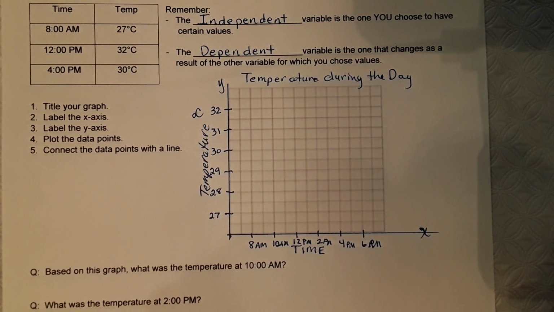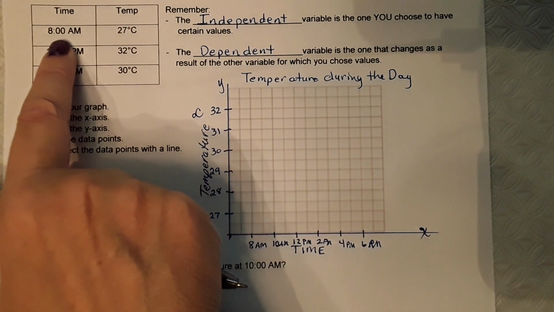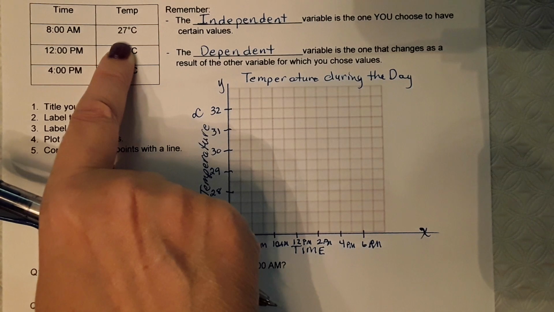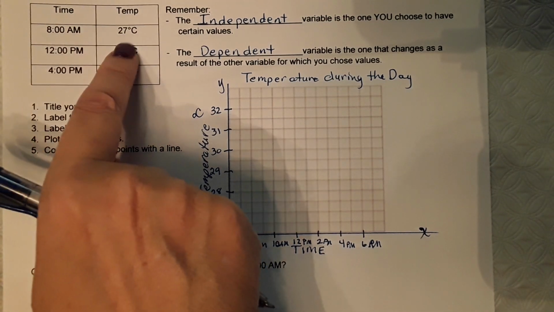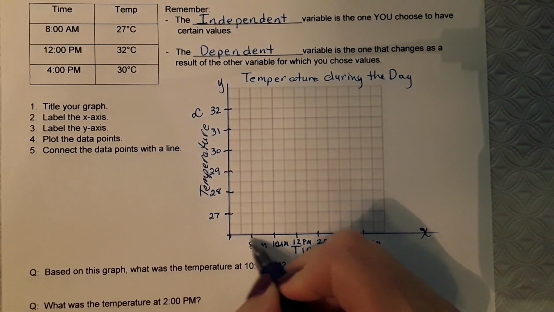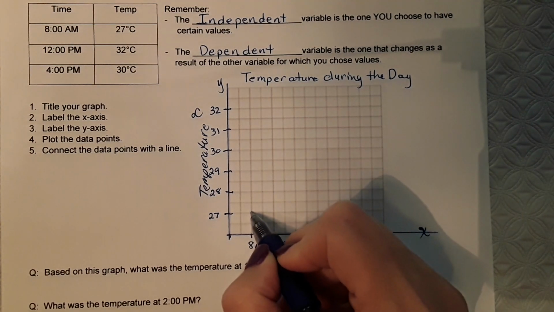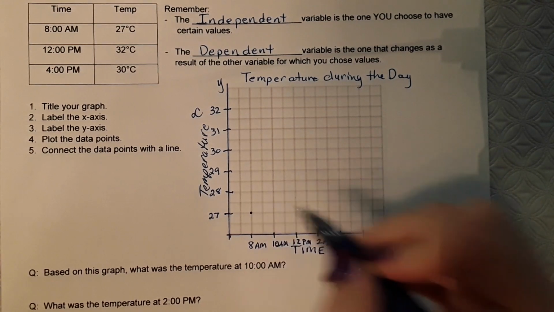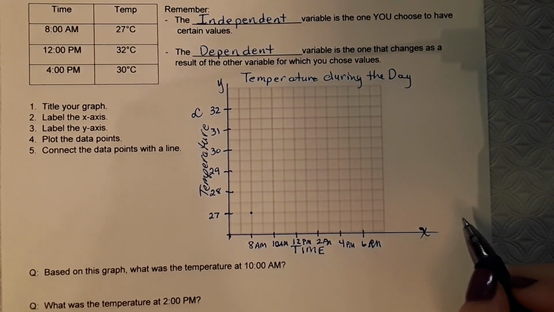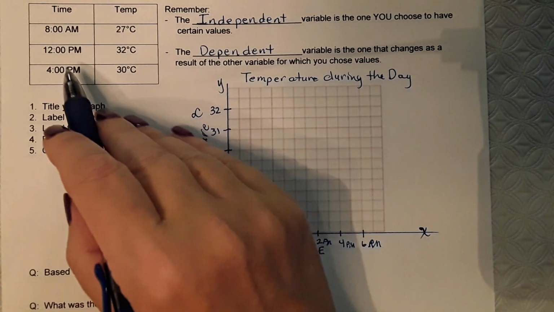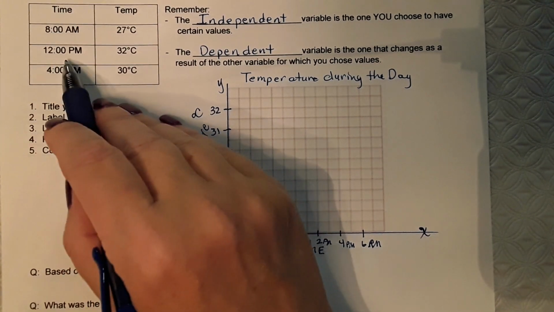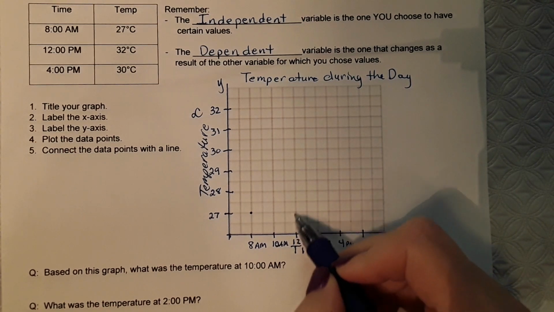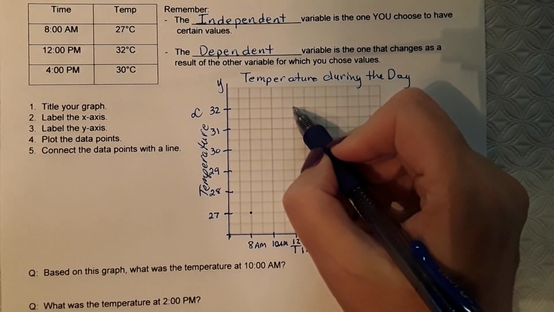Okay, now to plot. Just start on the left to go over and then go up to the temperature. So over, then up. So here I go. 8 a.m. up to 27. Make a point. All right? Don't make it too big. The points are not blobs. Now we're going to go to 12 p.m., over to 12, up to 32. So we go over to 12, all the way up to 32.